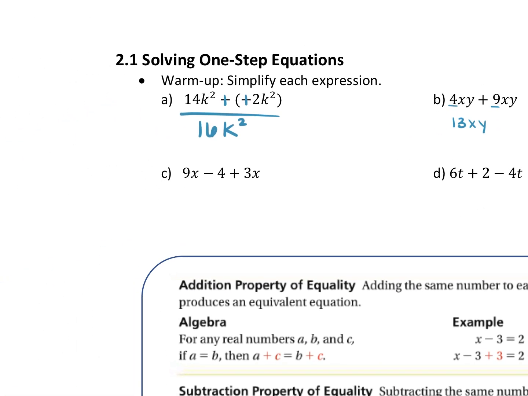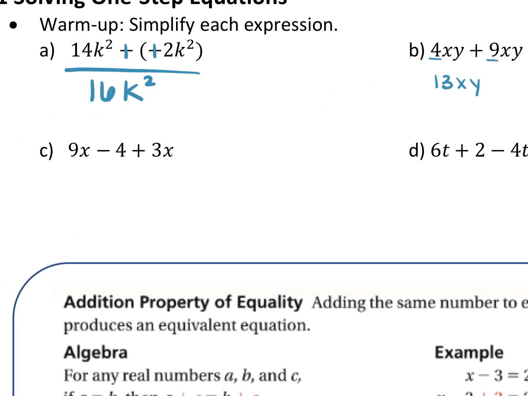Okay. What about letter C? It's 12x minus 4. Right. Combine the like terms. So 9x plus 3x is 12x. The negative 4 is not a like term.